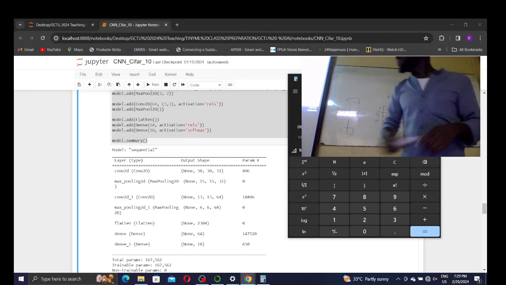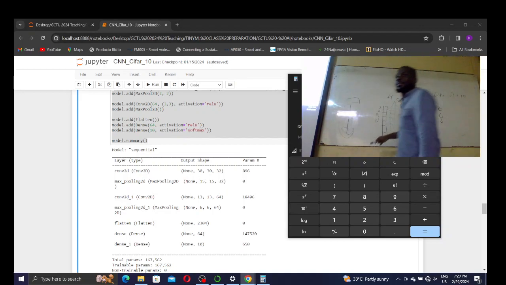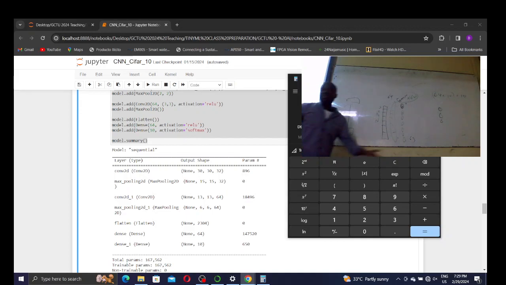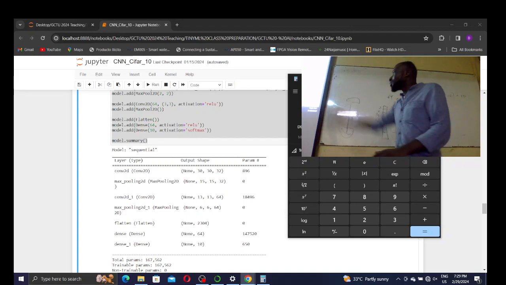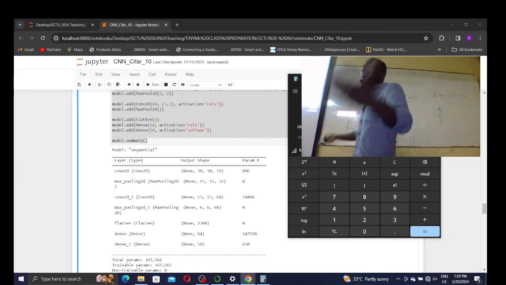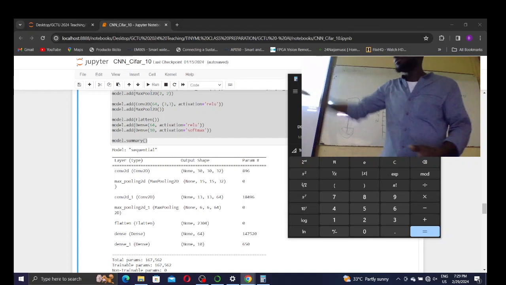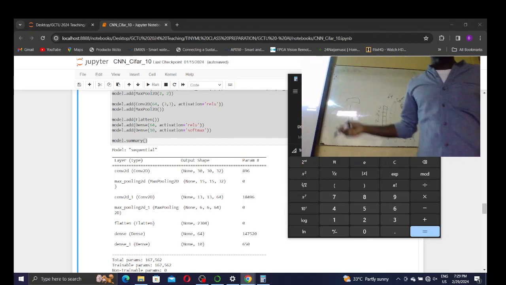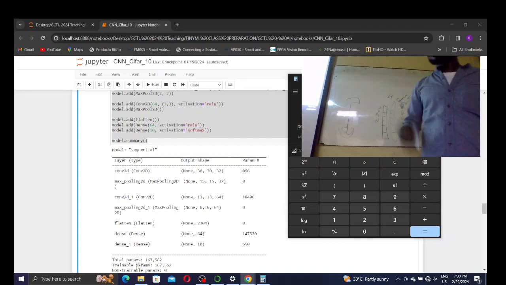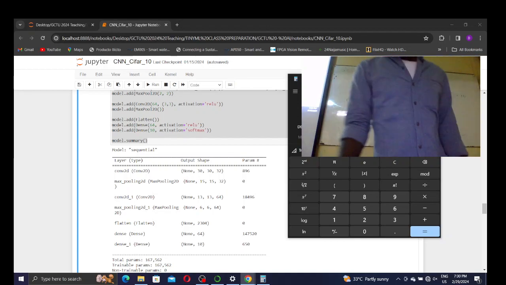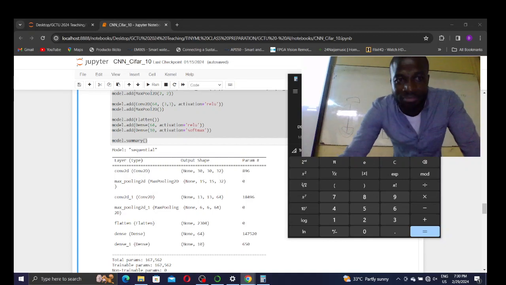And then I will ask you what is the total number of parameters. The last thing is the total number of parameters: you add all the parameters from the calculations, and then you are done. It doesn't really matter. Understood? So we are done. Any question?